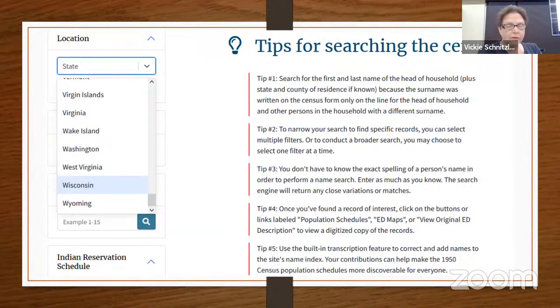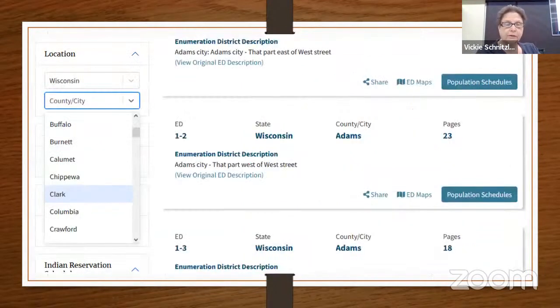Notice that over on the left-hand side of your screen, there was a place that said state, county, and then first name, last name. So we're going to put in Wisconsin. Next slide. And I'm looking for my dad and my family, and that would have been in Clark County. So I click on Clark.